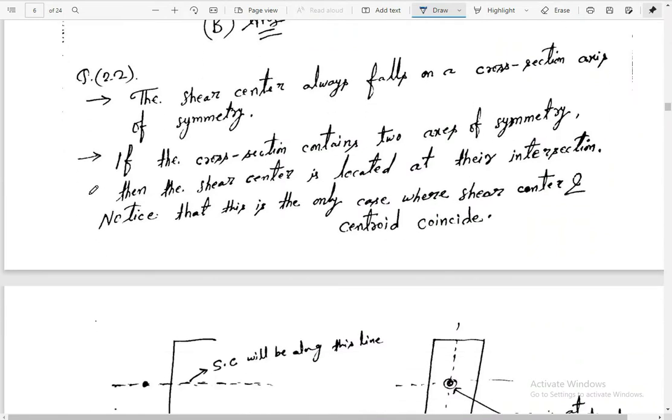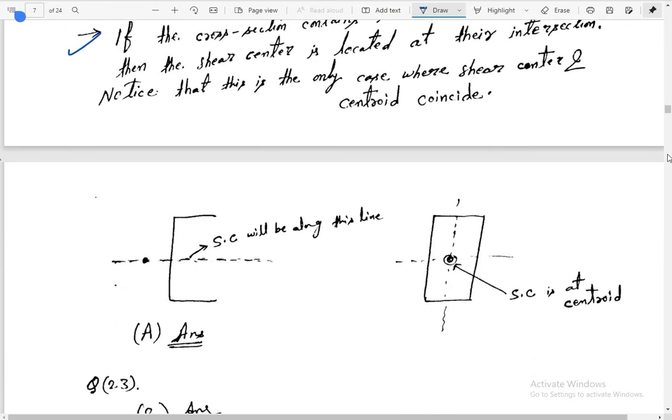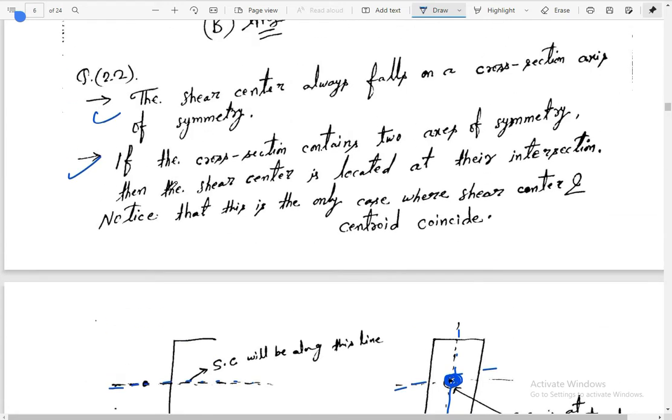So here are some important points. The shear center always falls on a cross section axis of symmetry. For the closed one, this is the axis of symmetry and the shear center will fall at the centroid, because it is closed, and it will be along this line, which is also an axis of symmetry. This is a C channel, open one, but still it will be on the axis of symmetry. If the cross section contains two axes of symmetry, then the shear center is located at their intersection. That is what is mentioned here.